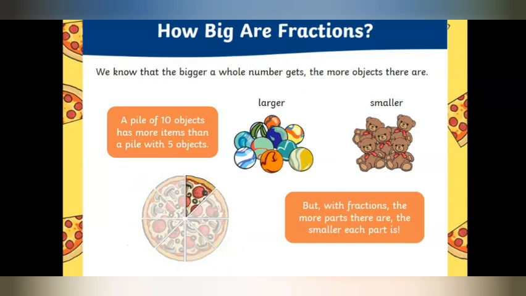Then you can see that 1/2 is larger than 1/4 and 1/8. Then 1/4 is larger than 1/8.